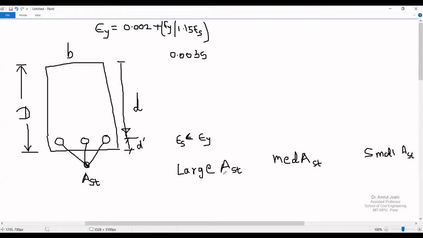So we have provided area of steel on the tension side to such a large extent that even before the steel starts yielding, the extreme compression fibers of concrete would have reached the ultimate compressive strain of concrete. So how do I draw the bending strain distribution diagram?